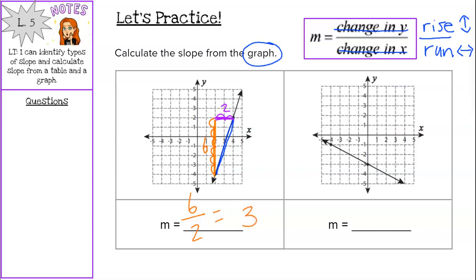And then we have to check, is it a positive slope? Are we going up the mountain? Or is it a negative slope? Are we going down the mountain? So if we look at our line, starting from the left, going to the right, we are going up the mountain. So it is a positive 3 for our slope. I would like you to give this last example a try, check your answer in Edpuzzle, and then move into your practice.